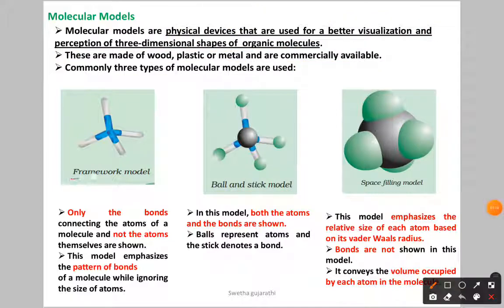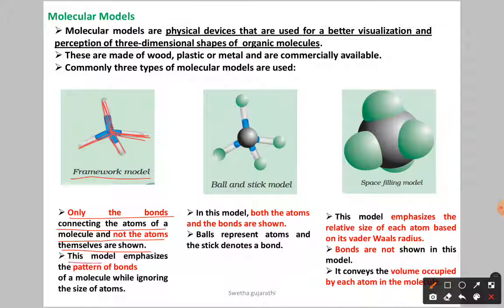Here, in the framework model, only the bonds connecting the atoms of the molecule are shown, and not the atoms themselves. Here you can see we are drawing only simple lines, only sticks. So you can come to know only how the connections are, but you are not able to see how the atoms are, okay.